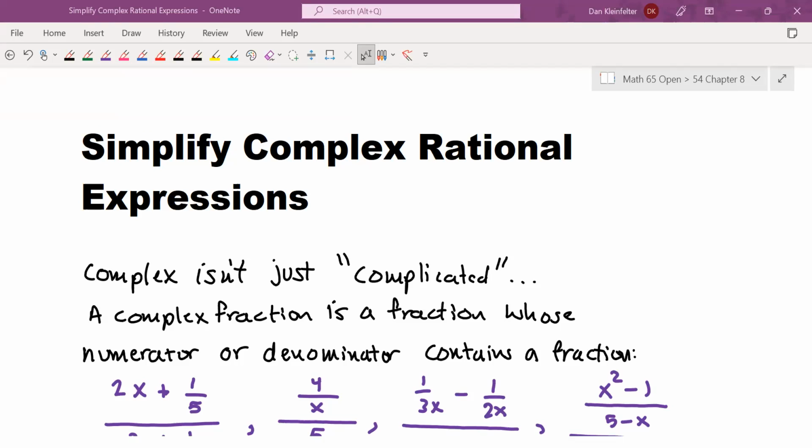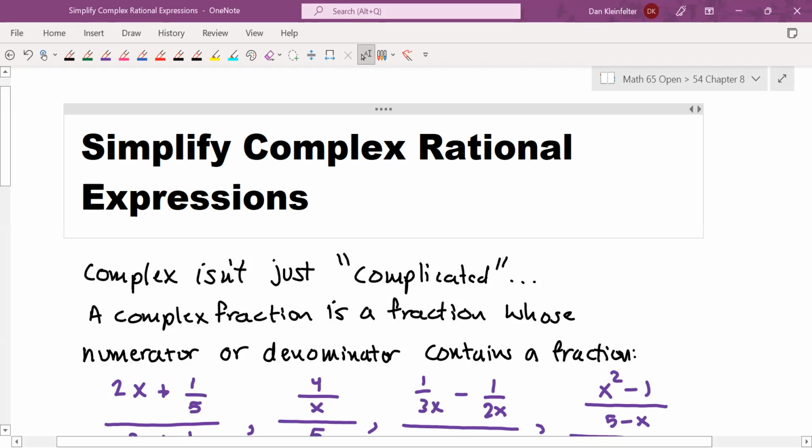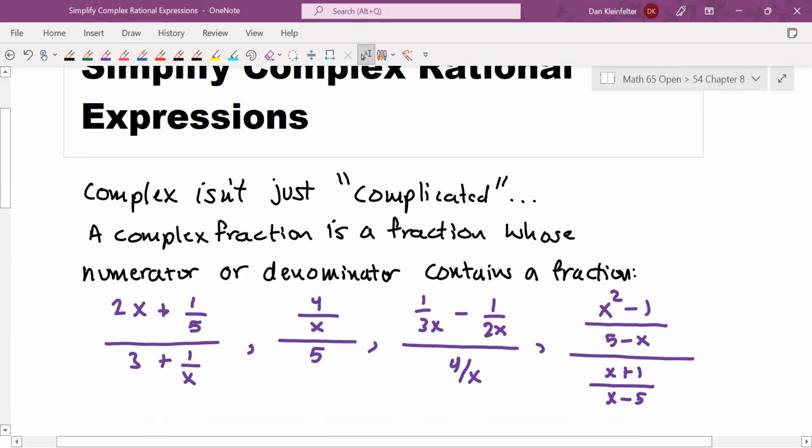Okay, welcome back. In this video, we're going to be working on simplifying complex rational expressions. And so the plan basically is to talk about what a complex rational expression is, and then what it means to simplify it. So first of all, a complex fraction isn't just complicated. The word complex there doesn't mean what you think it means. There's a specific math meaning for complex in this case, and it just means a fraction whose numerator or denominator has a fraction in it. So it's like a fraction inside of a fraction.